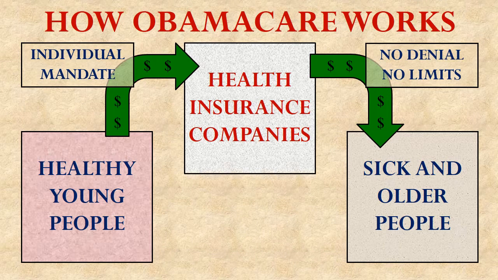So now that you understand the features of Obamacare, let's look at how it works. And you'll notice that the diagram is almost exactly the same as the diagram for Social Security. You have young, healthy people paying into the system, in this case through the individual mandate, instead of through a tax on their paycheck. They're not paying into the Social Security Administration, but they are paying into some agency that's in charge of redistributing these resources, and that's the insurance companies. And then the money goes out to the sick and older people through the fact that they get paid from the insurance companies without being able to be denied, no limits, things like that.